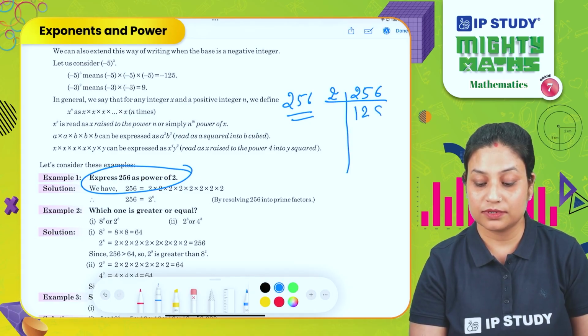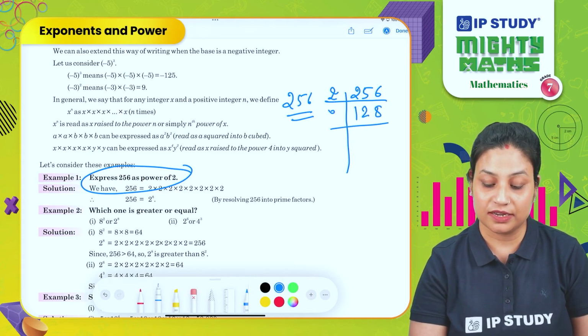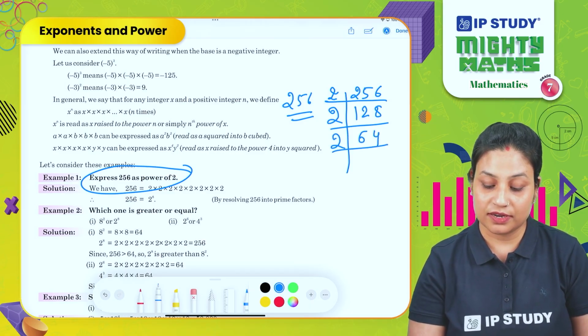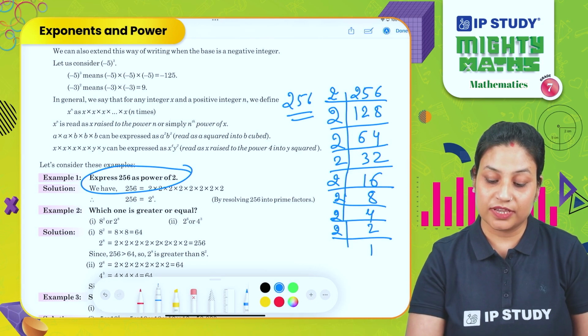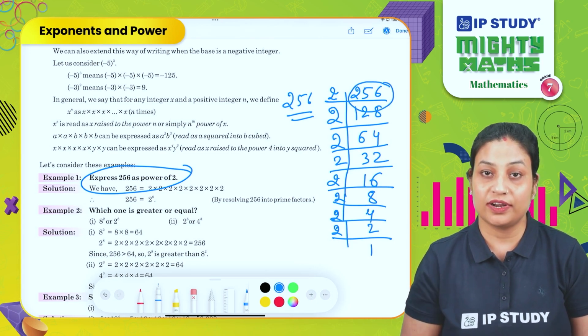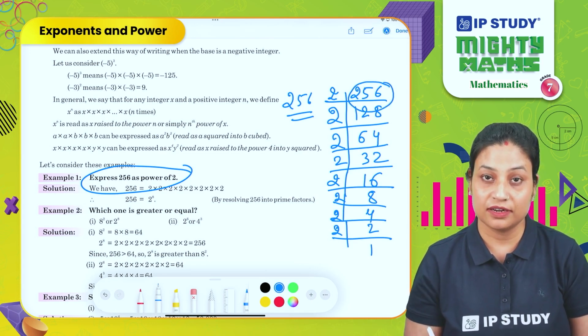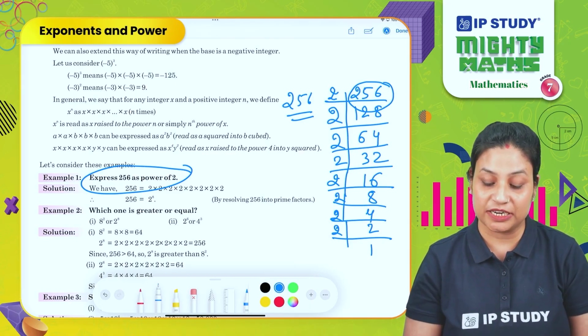2, we will get 128. In the next step, we will get 64, 32, 16, 8, 4, 2, and at the end 1. So here 256 is broken down in terms of its prime factor 2. And how many times is 2 repeated here? Let's count it together. 1, 2, 3, 4, 5, 6, 7, 8.